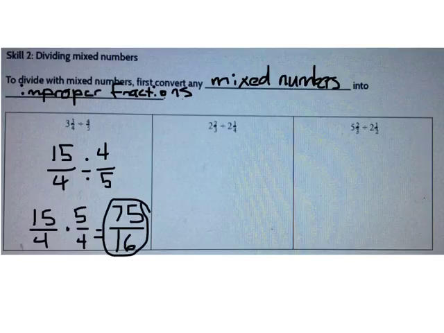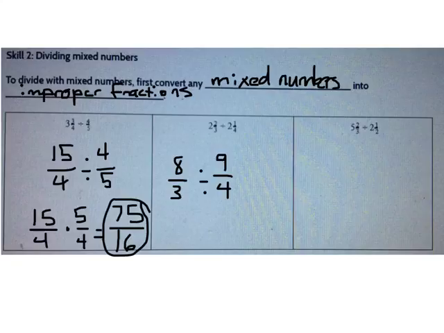Let's do another example. 2 2/3 divided by 2 1/4. How do I write 2 2/3 as an improper fraction? Well, 2 times 3 is 6, plus 2 more is 8/3. Divided by, how do I write 2 1/4 as an improper fraction? 2 times 4 is 8, plus 1 more is 9/4.